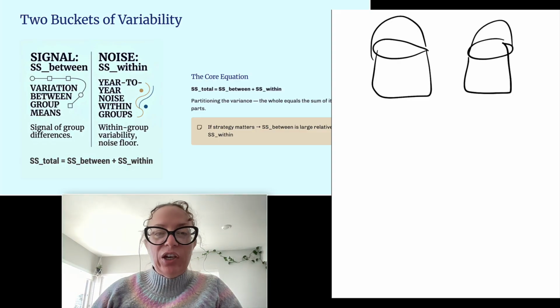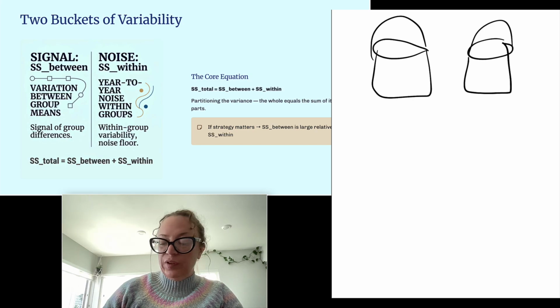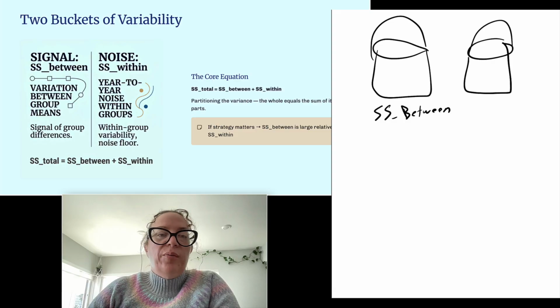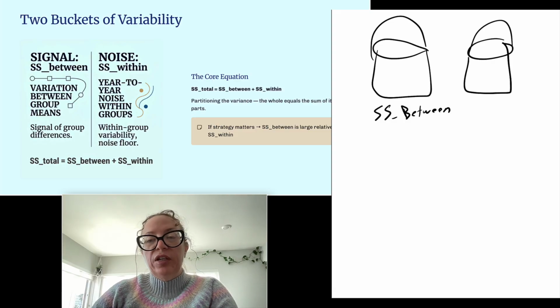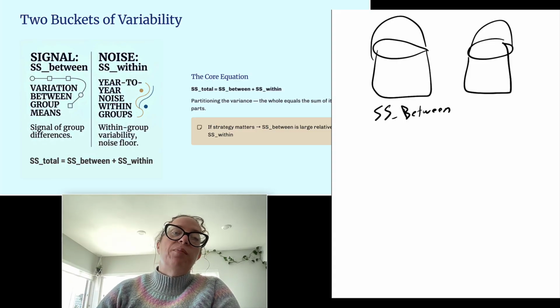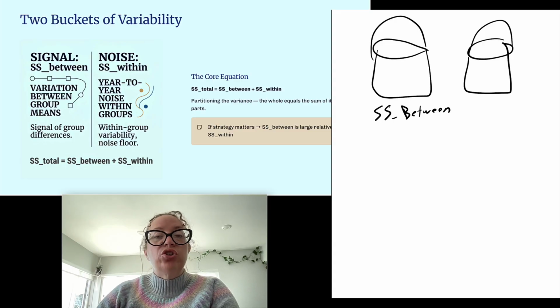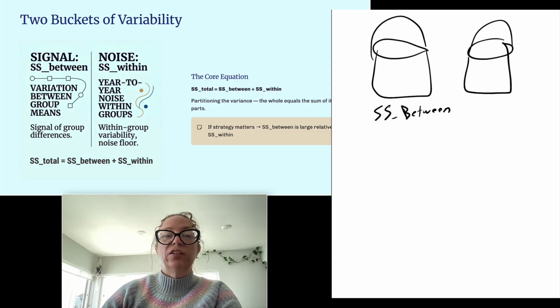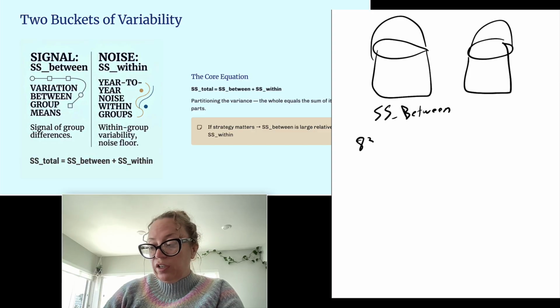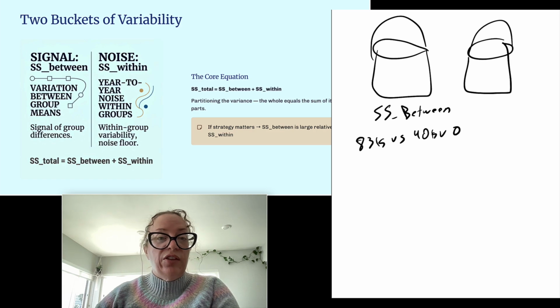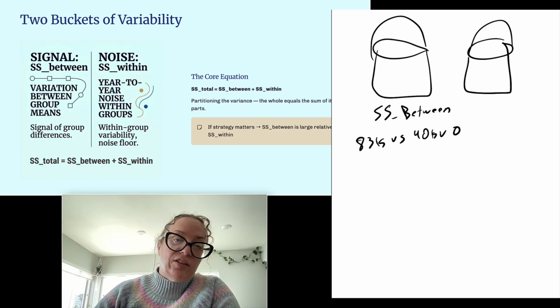Bucket one is between-group variability. How different are the three group means from each other and from the grand mean of all three of them? If strategy matters, this should be large. The Adams mean, the Jefferson mean, and the Decatur mean should be far apart. In our case, it's pretty clear: you've got 83,000 versus 40,000 versus 0. These are very far apart. This is an obvious example. I'm trying to make it obvious so that it's clear to you how this works.